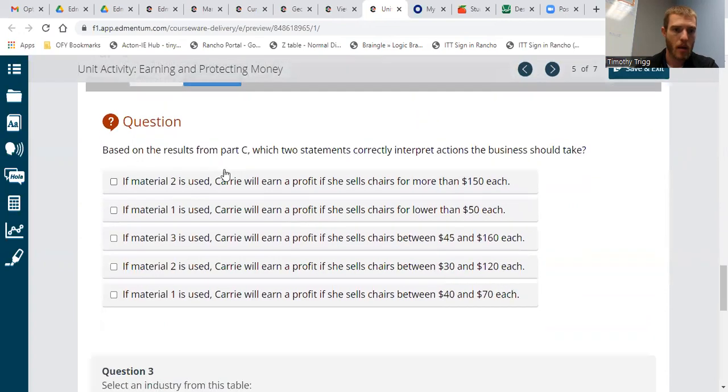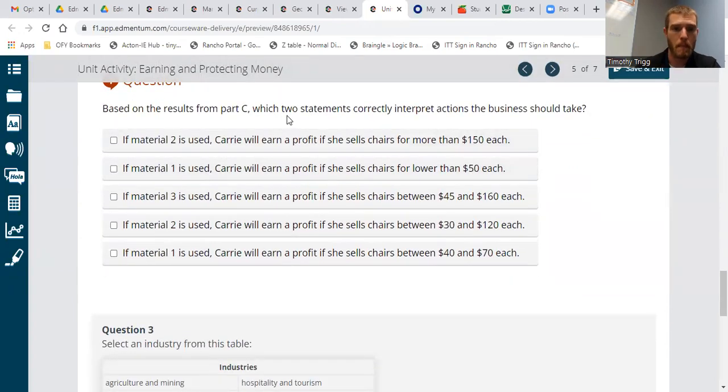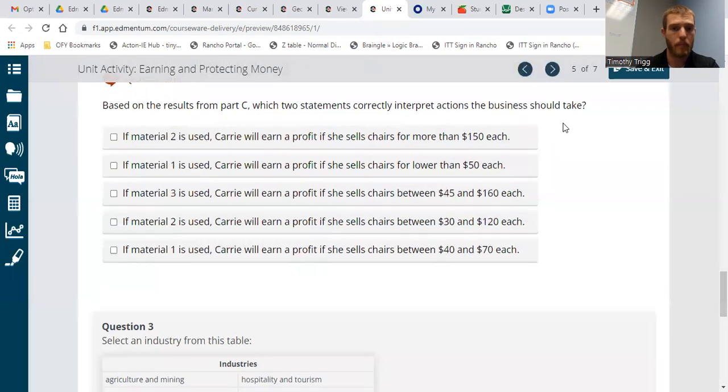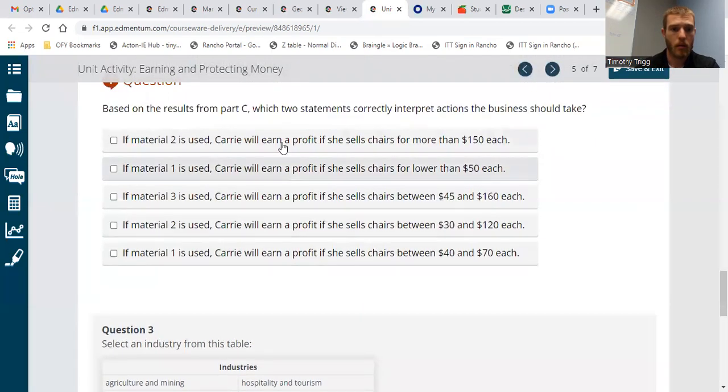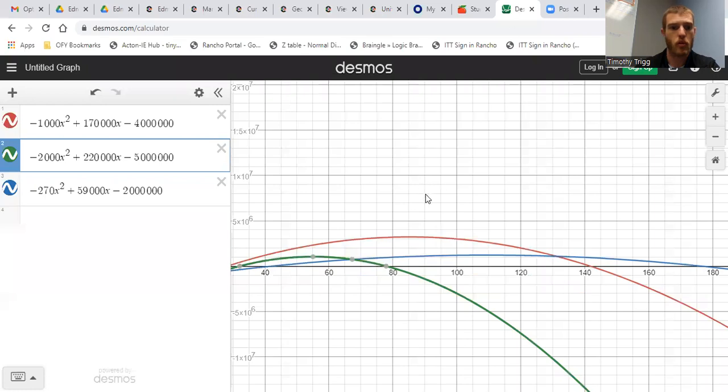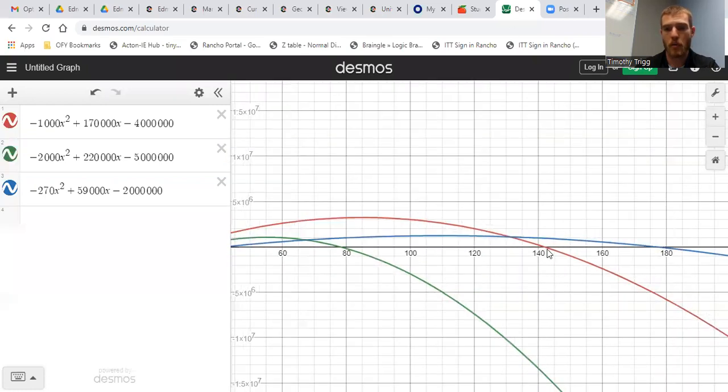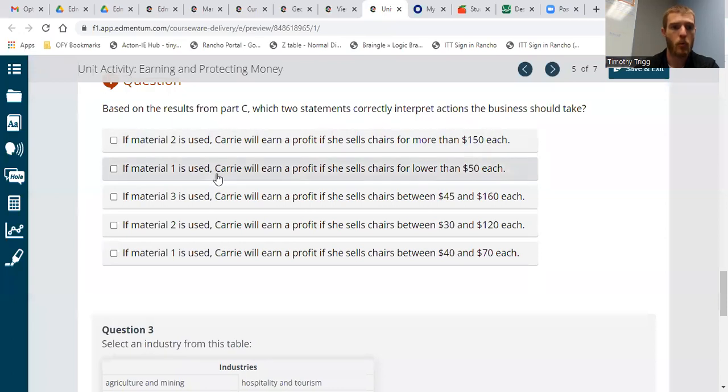Okay. Based on the results we just got, which 2 statements correctly interpret the actions the business should take? Okay. If material 2 is used, Carrie will earn a profit if she sells for more than 150. So material 2, again, that's the red graph. Will she earn a profit after 150? Well, no. 150, that's down in the negative. So that's a no there. That's a no.